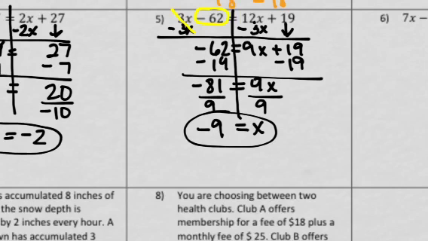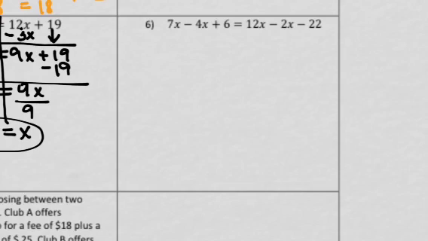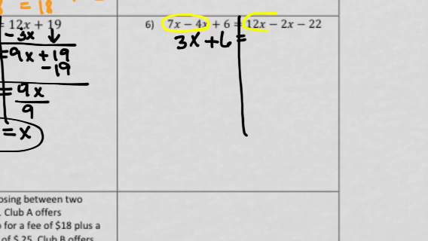For this one, the first thing that we're going to do is combine some like terms here. We have 7x minus 4x, so I can combine those to get 3x. And on the other side, we have 12x minus 2x, so that's 10x minus 22. Alright, now I'll go ahead and work this out so that we subtract 10x from each side. Again, I have some choices, but that's my choice that I'm going to do.